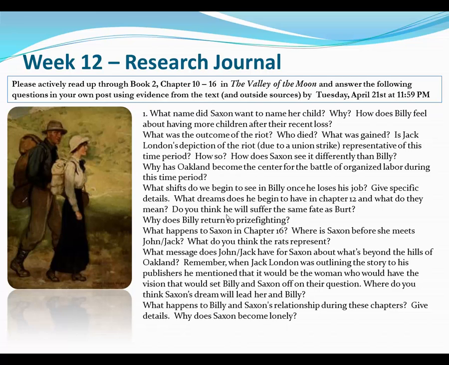And pay special attention to John/Jack as he is a young Jack London come to visit Saxon. And Jack London will appear several times in this book. What message does John/Jack have for Saxon about what's beyond the hills of Oakland? Remember that when Jack London was outlining the story to his publishers, he mentioned that it would be the woman who would have the vision that would set Billy and Saxon off on their quest. Where do you think Saxon's dreams will lead her and Billy? What happens to Billy and Saxon's relationship during these chapters? Give details. Why does Saxon become lonely?